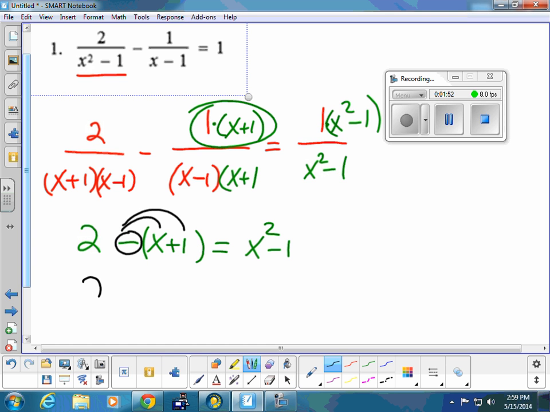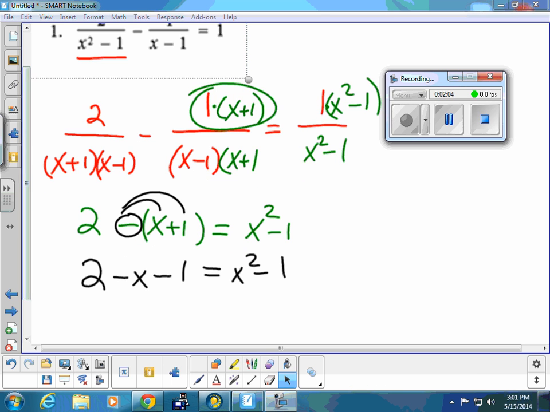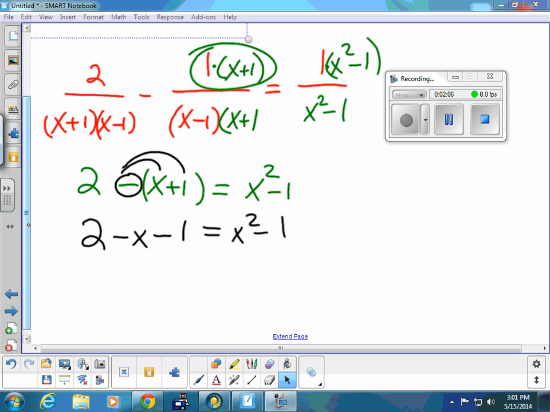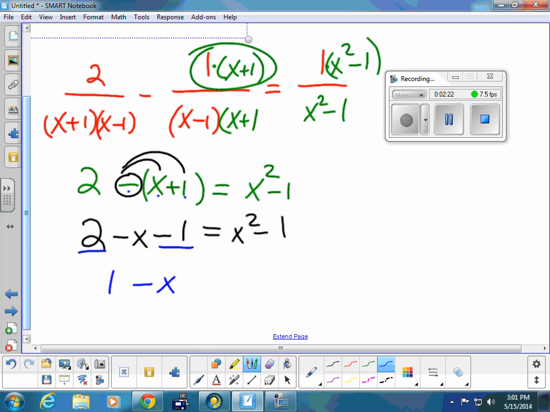Okay, so our new problem is going to be 2 minus x minus 1 equals x squared minus 1. Okay, so now that you look at this problem here, we've distributed the negative to both entities there. We have to combine like terms, and we can combine these two to get 1. 2 minus 1 is 1. Okay, so we got 1 minus x equals x squared minus 1.